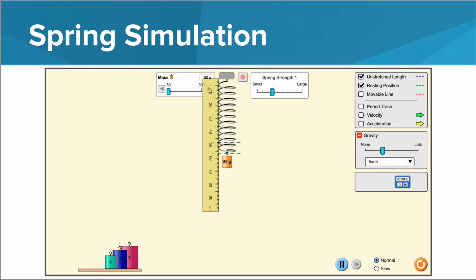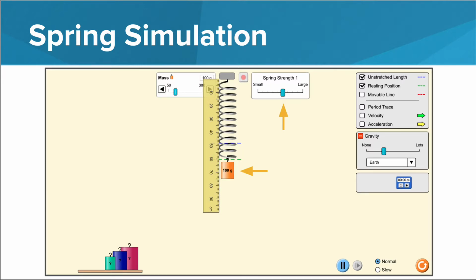Now let's double the mass of the weight and make the spring strength a little bit stronger, as shown by the arrows. And if we measure the spring stretch again, indeed it appears the spring has stretched to the 60 mark, which is 4 further than it was before. So we can confidently say that adding mass and making the spring stronger causes a bigger stretch. Or can we? The problem is, we don't know if it was the increased mass or the increased spring strength, or both, that caused the longer stretch.